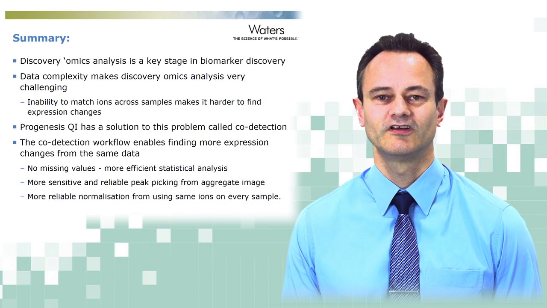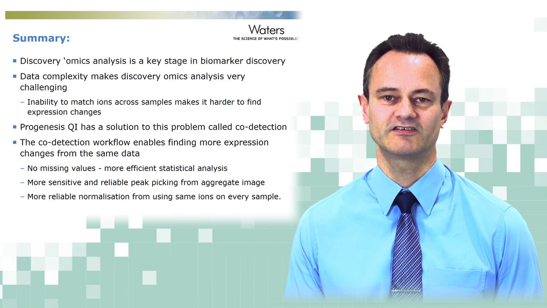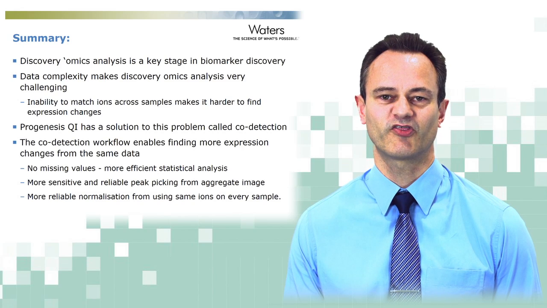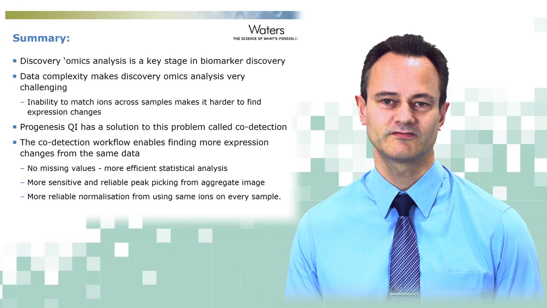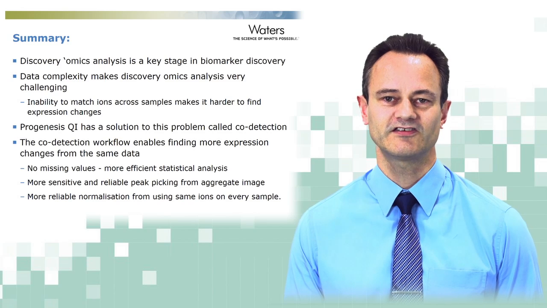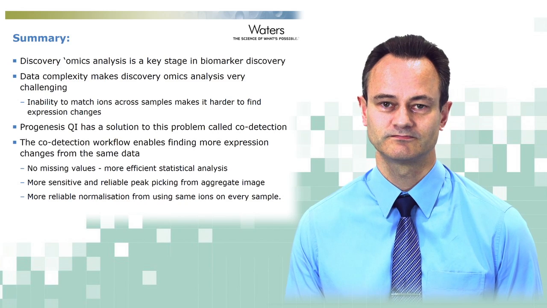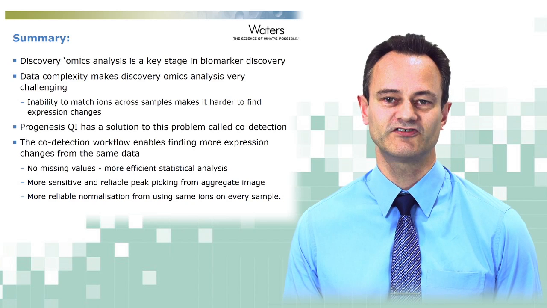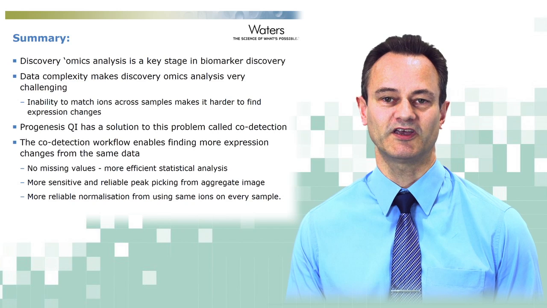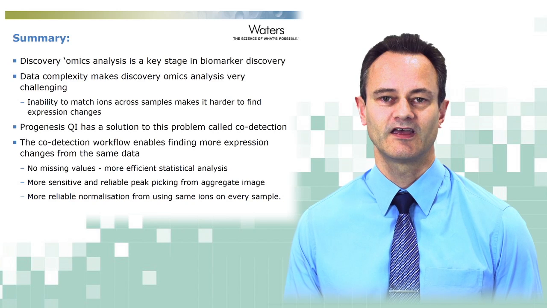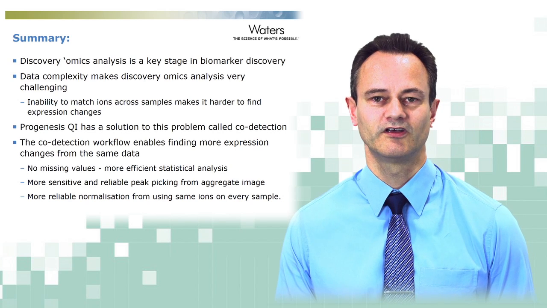So to summarise my talk, Discovery Omics Analysis is a key stage in biomarker discovery workflows, but the complexity of the data makes it very challenging, particularly in matching thousands of ions across many samples in an experiment. Progenesis QI has a solution to this problem, which we call co-detection, and this enables Progenesis to find more expression changes from the same data than would be found by other software. This is because co-detection generates no missing values, enabling more efficient statistical analysis. It also has more sensitive and reliable peak picking because it's performed from the aggregated data, and it enables more reliable data normalisation through using the same ions on every sample to normalise.